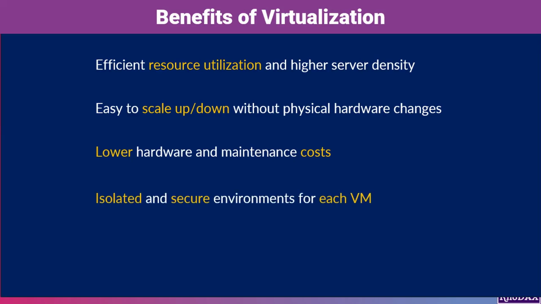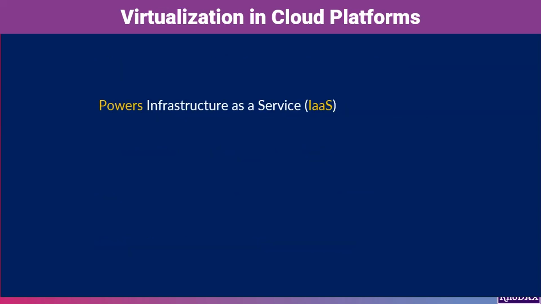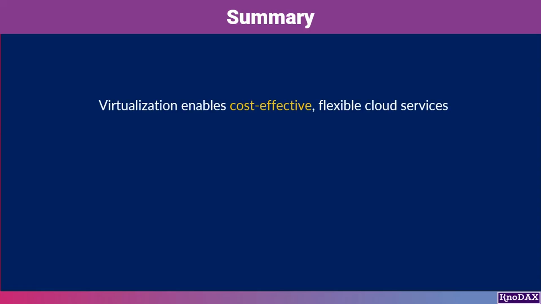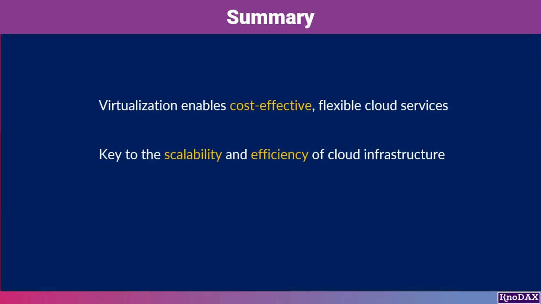Isolation and security. Each virtual machine is isolated from the others, reducing the risk of one affecting the rest. Flexibility and portability. VMs can be easily cloned, moved, or backed up, making disaster recovery and testing much easier. In cloud environments like AWS, Azure, or Google Cloud, virtualization is what allows providers to offer infrastructure as a service. When you launch an EC2 instance in AWS or a VM in Azure, you're using a virtualized server that's running on shared physical infrastructure. In short, virtualization is what makes the cloud flexible, scalable, and cost-effective.